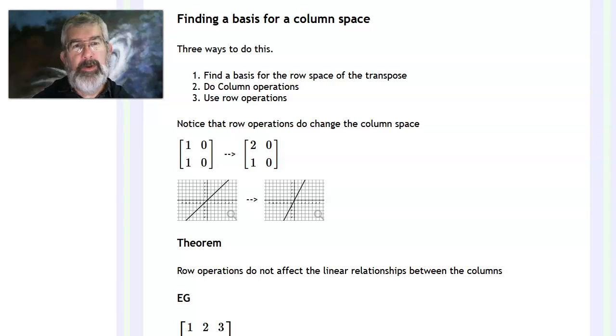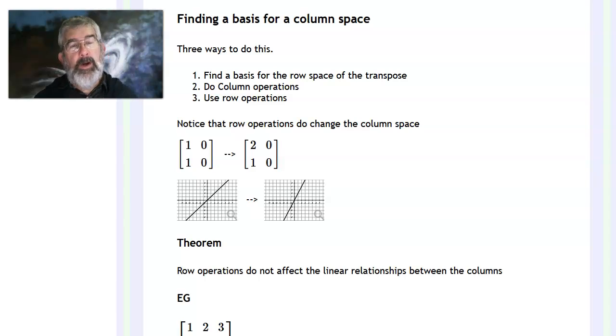Because when you take the transpose of a matrix, all the columns turn into rows and vice versa. So just find the basis for the row space. And then, of course, transpose them back. In doing this, you will get a basis for the column space, but it won't be made up of columns that you already have. There'll be other vectors that span the same space.